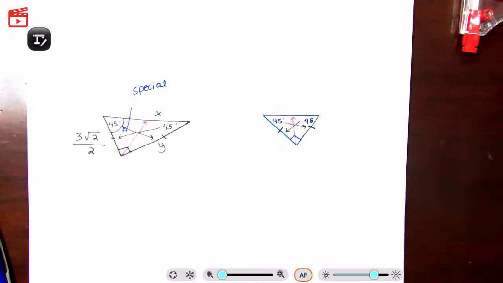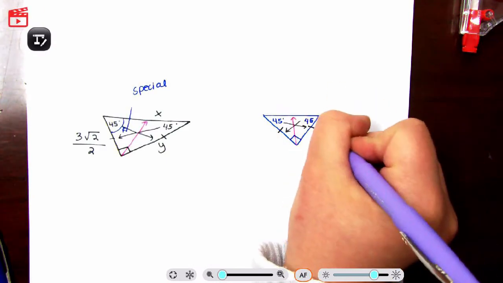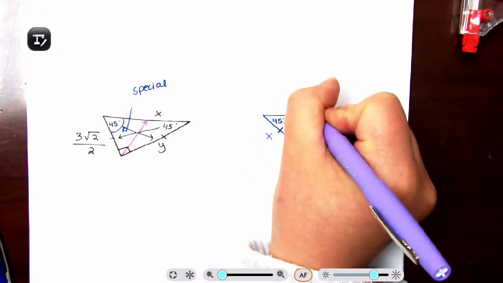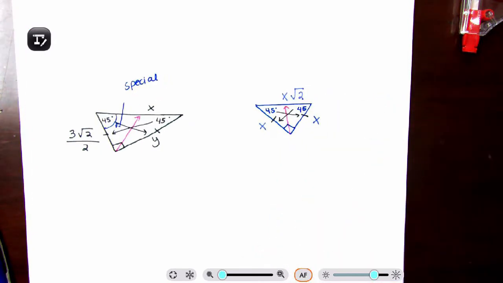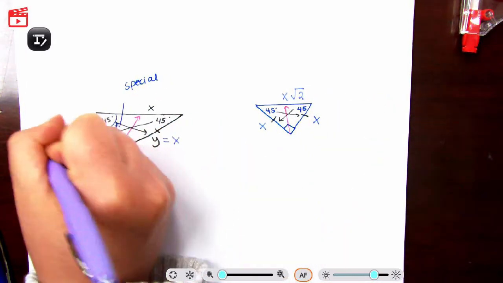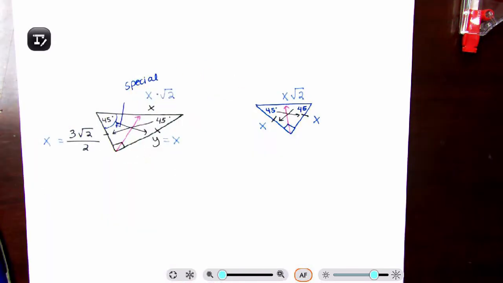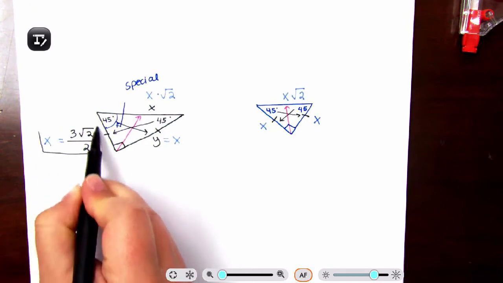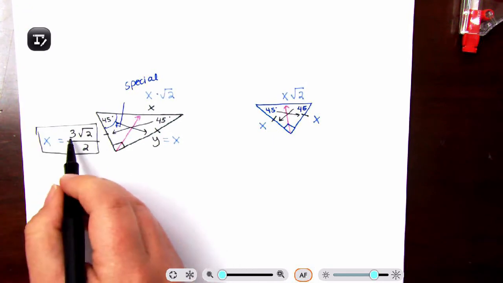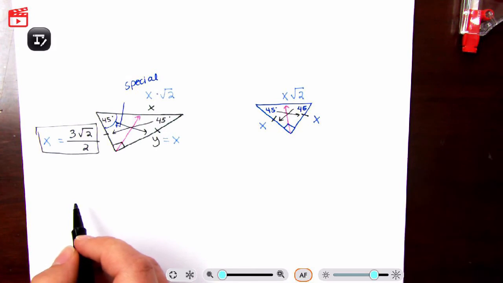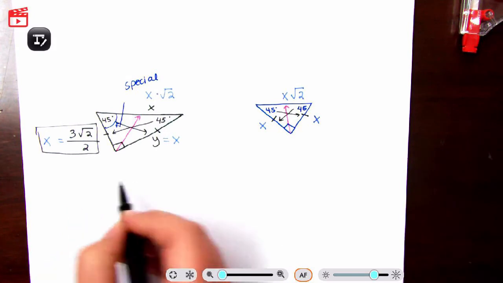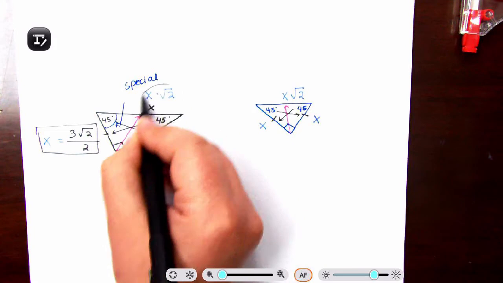Let's label our 45, 45, 90 triangle. We know that this is x, x, and x root 2. Let's label here. We have x, x, and x root 2. When you label a triangle with your x, x, x root 2, you're going to notice that you're going to get some information out of that. For example, the information that we received is that we have x is equal to 3 times the square root of 2 divided by 2. So we need to find the hypotenuse.